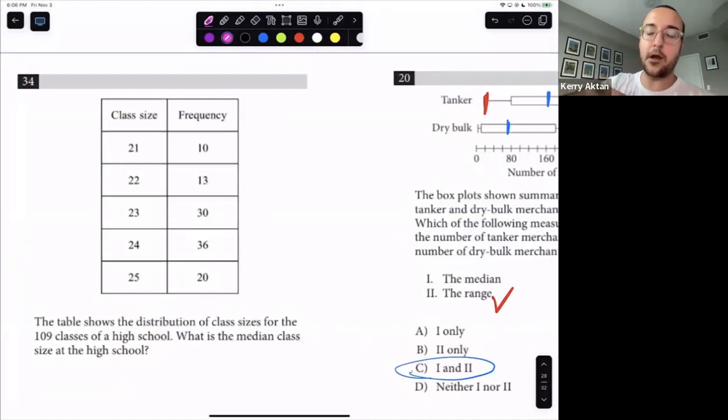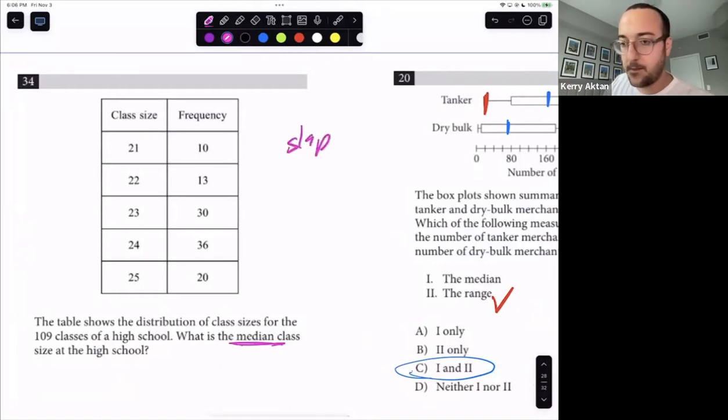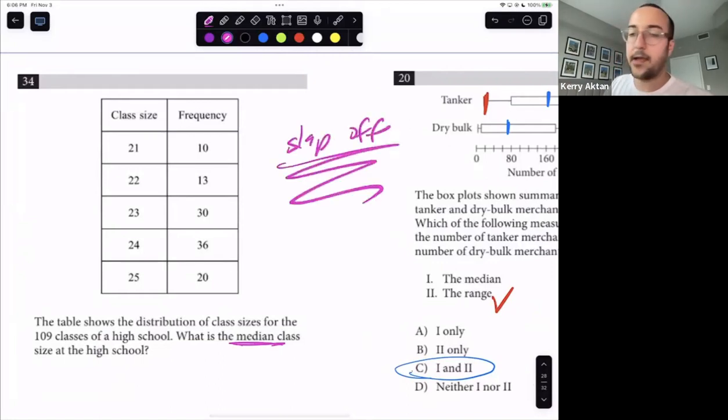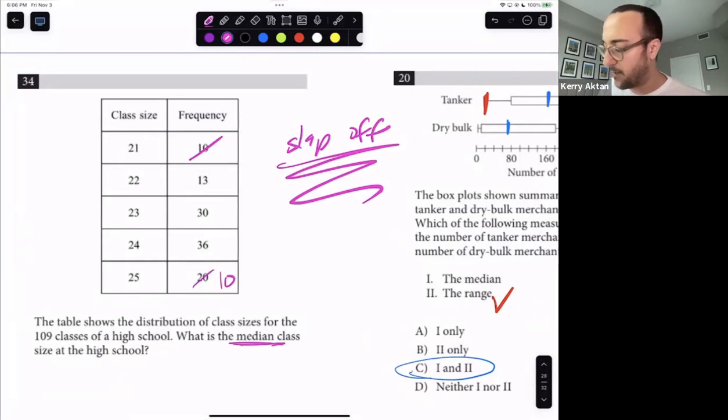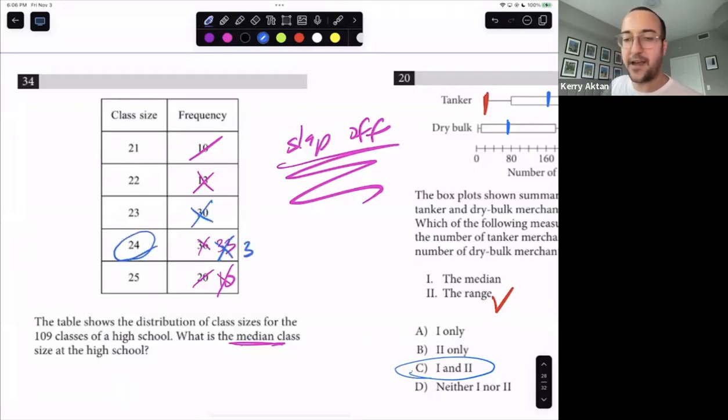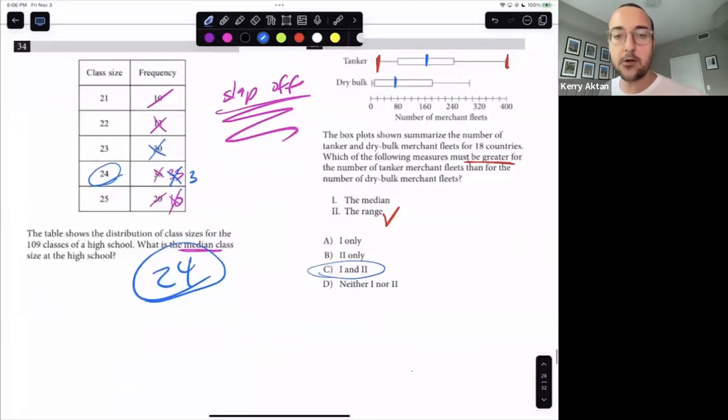But take a look at this skill. This skill just showed up on the October exam in a graph form. This is the median skill. How do you find the median from a question style like this, from a frequency table? What do I always say? It's the middle. Slap 10 off the top, slap 10 off the bottom. Slap 13 off the top, slap 13 off the bottom. Slap 30 off the bottom, slap 30 off the top. What's my final median? It's 24. Bang. It works on a graph too.